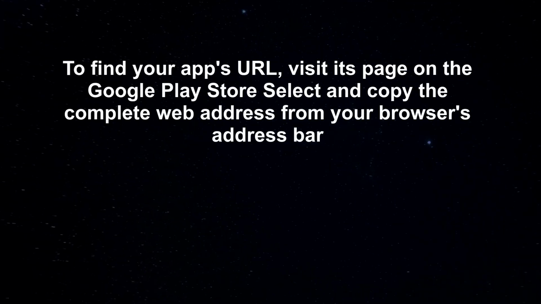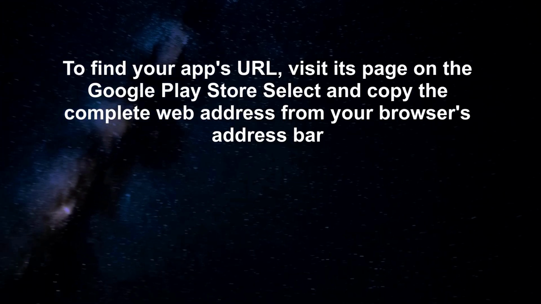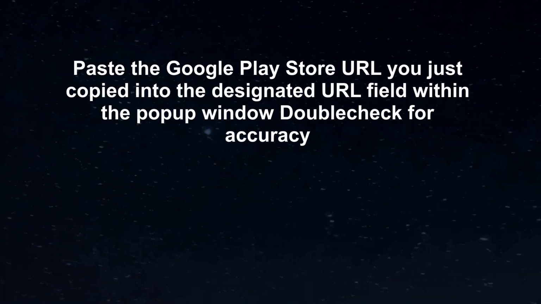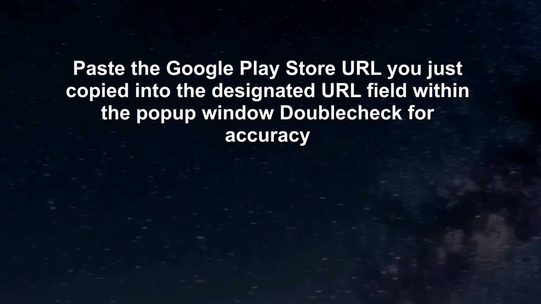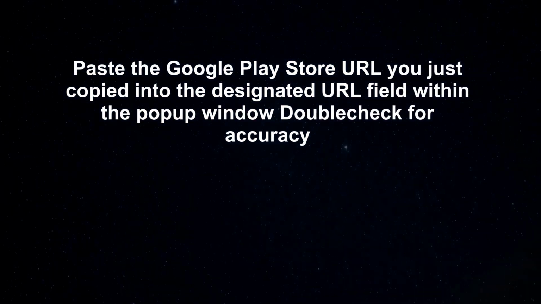To find your app's URL, visit its page on the Google Play Store. Select and copy the complete web address from your browser's address bar. Paste the Google Play Store URL you just copied into the designated URL field within the pop-up window.